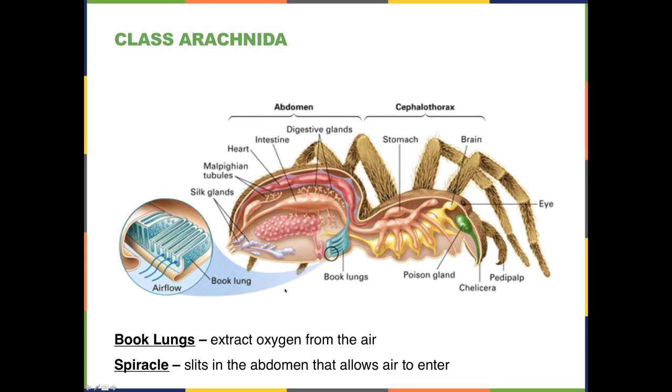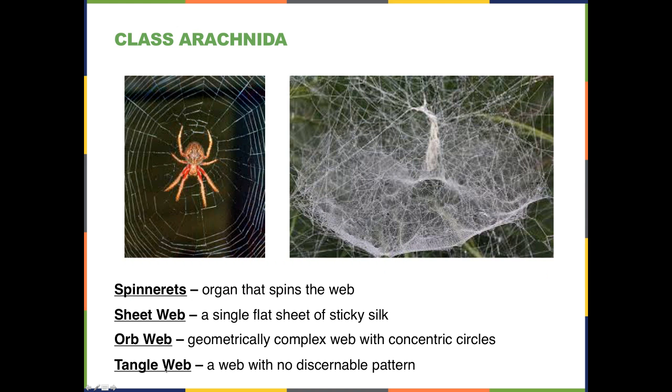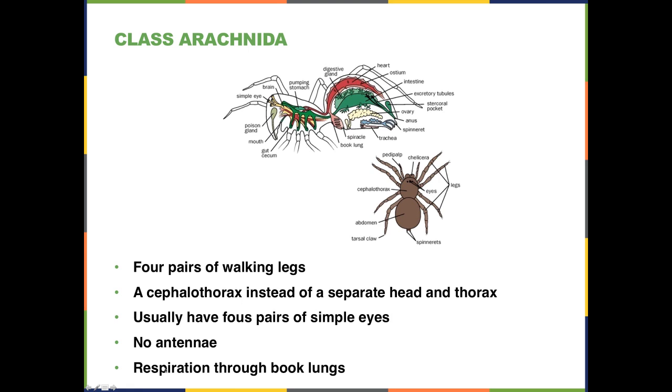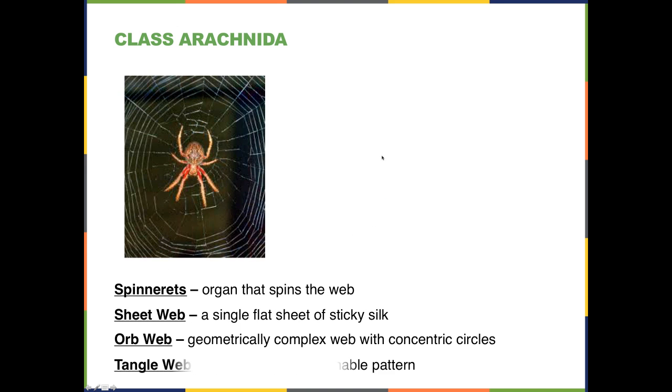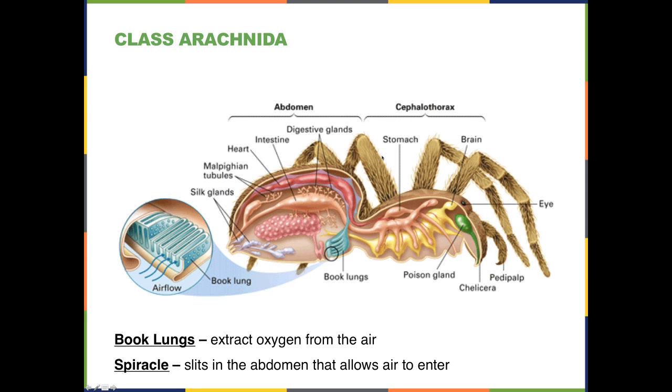Now the slit, as I showed you, it's not really shown very well in this diagram, although it's generally in this area. The slit in the abdomen where the air enters the body is called a spiracle. And it's actually better seen right here. You have the spiracle back here where the air comes in. So that's how the spider breathes.